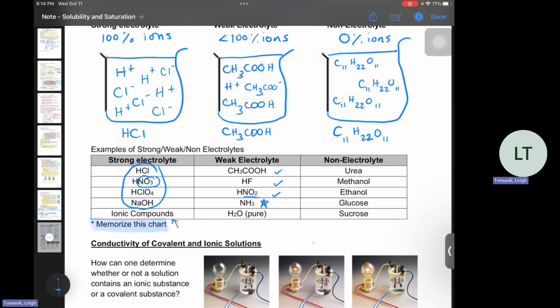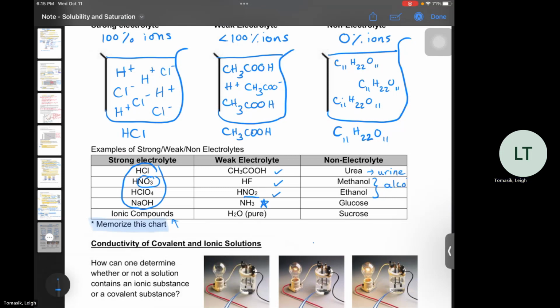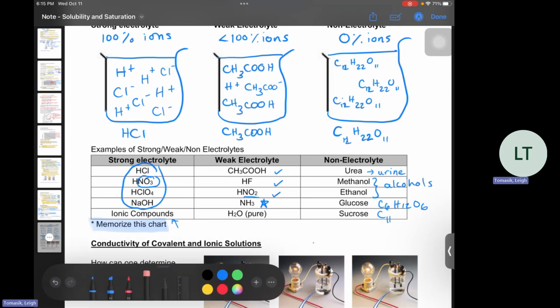Non-electrolytes include urea, which is in urine. Methanol, ethanol, so these are small alcohols, any alcohols. Glucose, C6H12O6, and sucrose, C12H22O11.